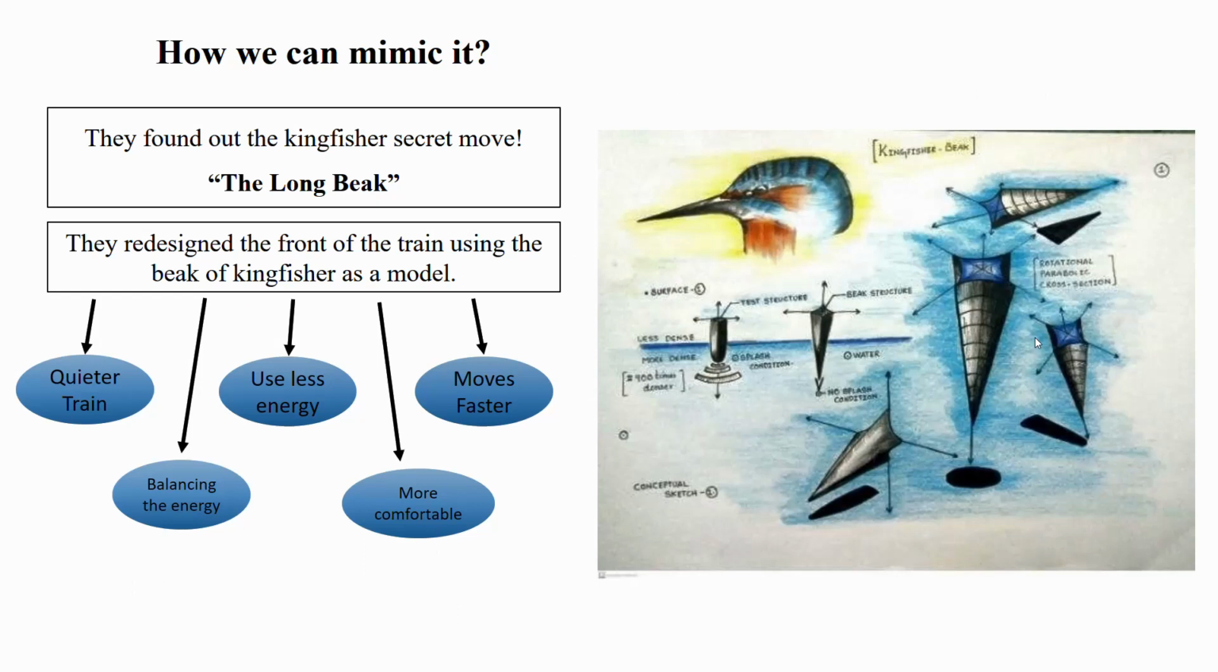So how did they mimic it? The engineer found that the kingfisher's secret move is the long beak. So they redesigned the front of the train using the beak of the kingfisher as a model. Just because of this mimicry, it is a quieter train. It uses less energy. It moves faster. They balanced the energy, and it is more comfortable. These are the graphs and the estimates designed by the engineers during the design of the Shinkansen bullet train in Japan.